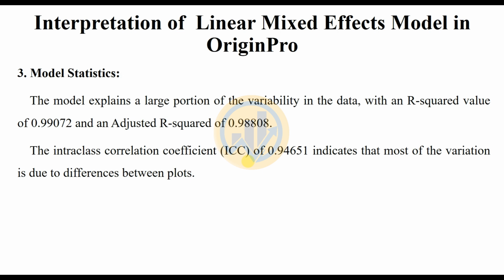The third one is the model statistics. The model explains a large portion of the variability in the data with an R squared value of 0.99072 and an adjusted R squared value of 0.98808. The intraclass correlation coefficient, ICC, of 0.94651 indicates that most of the variation is due to differences between the plots.